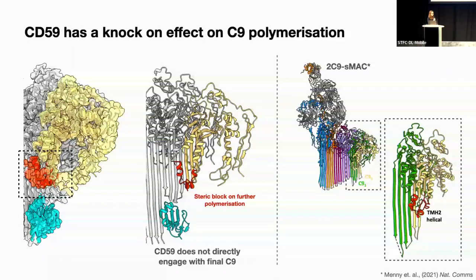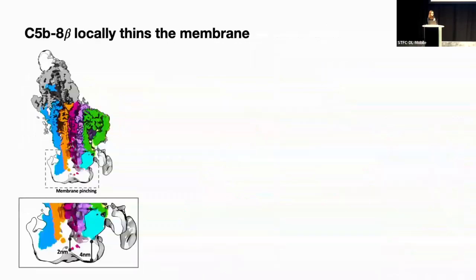We had the unique opportunity to solve this complex in a membrane environment to look at the impact this will have on the membrane. So if we apply a sharpening factor to our map, we can look at the low resolution changes that are happening at the nanodisc in response to this complex binding. And so we see this local thinning of the membrane around these early complement proteins. On a cellular level, this might act as a signal for lipid signaling or the recruitment of GPI-anchored CD59.